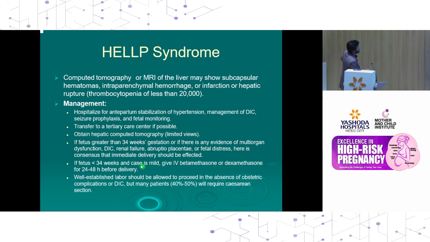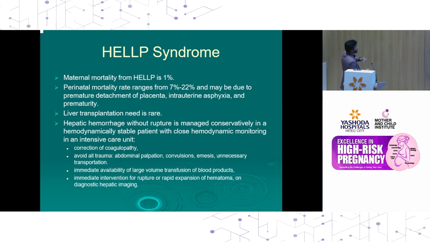Management essentially is delivery of the baby. If the baby is more than 34 weeks and there is evidence of multi-organ failure, then there is no question, immediate delivery should be effected. If the fetus is less than 34 weeks and the HELLP syndrome is mild, then you can consider giving dexamethasone for 48 hours before the delivery. But again, it has to be a judgmental call based on how the patient is behaving. If the patient is well established, labor should be allowed to proceed in the absence of any obstetric complications or DIC. But many patients may require cesarean section.